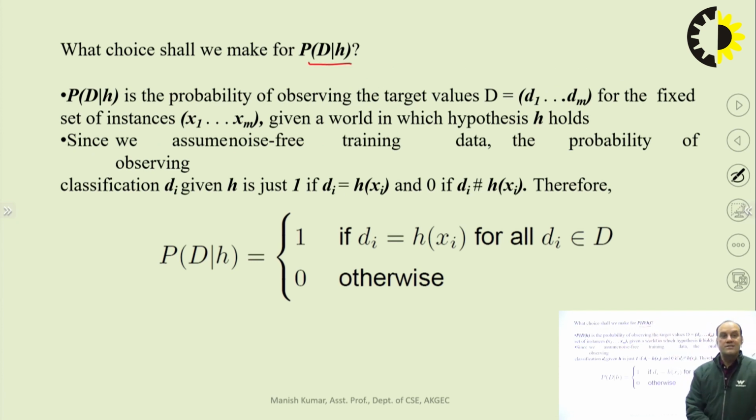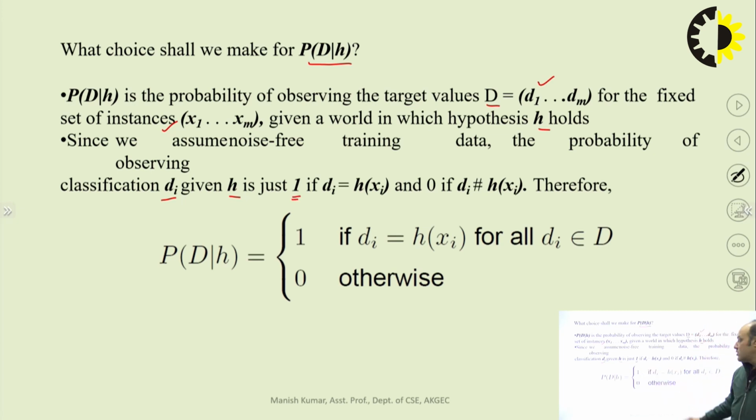It is the probability of observing the target value. We will consider the data D, d1, d2, d3 up to dm, for any fixed instances, for example, the number of instances from x1 to xm in the given world in which hypothesis h holds. We have assumed that these are the instances and these are the target values. Since we have assumed noise free training data, the probability of observing classification di given h is just 1.